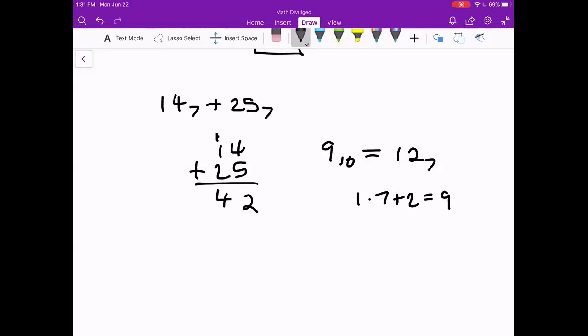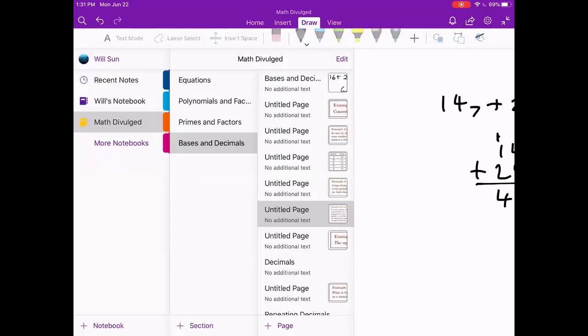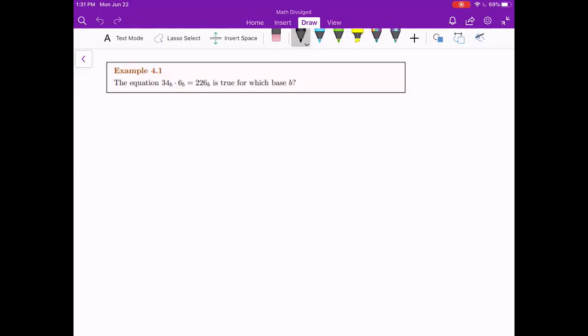So I'll show you an example of one of those problems. We have this equation: 34 in base B times 6 in base B is equal to 226 in base B. And the problem asks us, in which base is this true? So far, we can safely assume that B is greater than 6 because, once again, if we have base B, we can't have digits greater than or equal to B. So that means B has to be greater than 6.